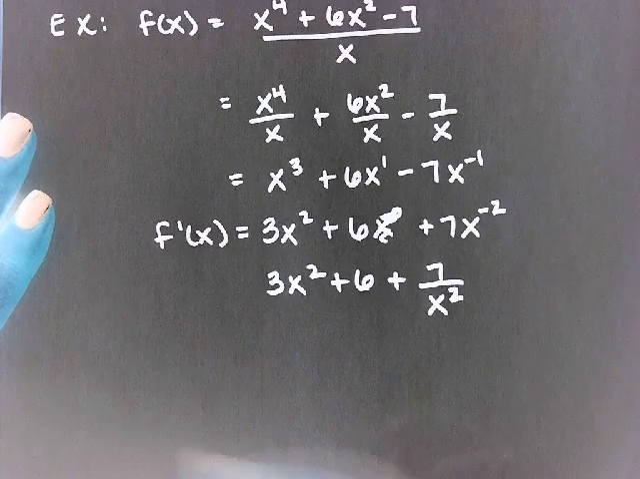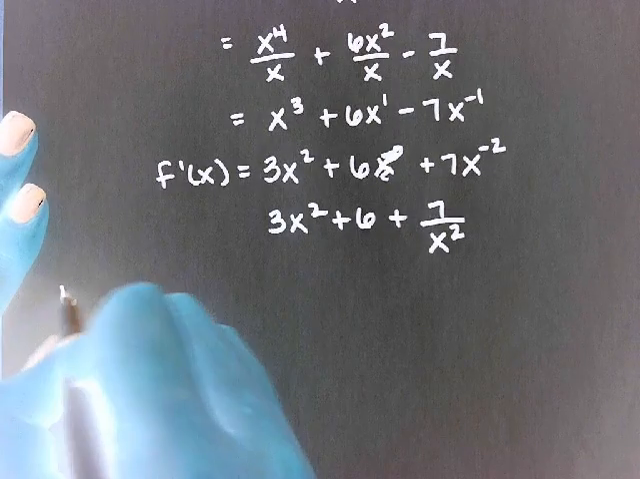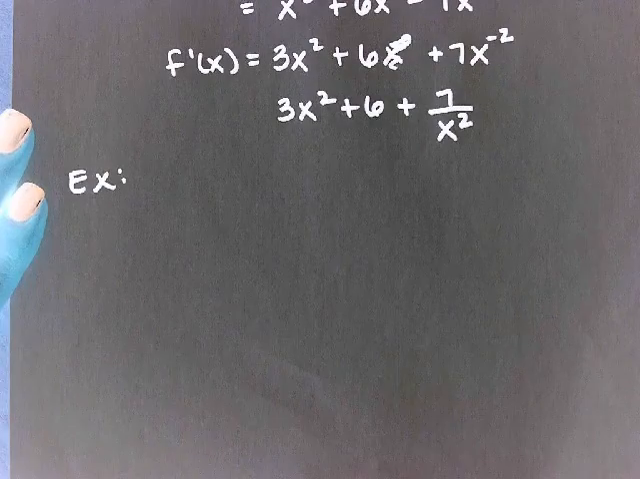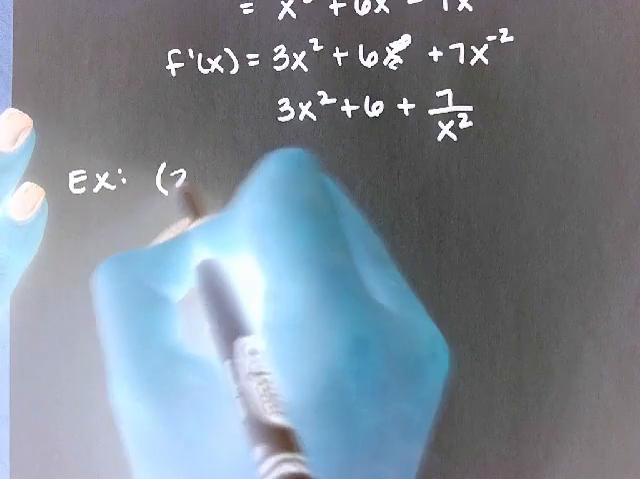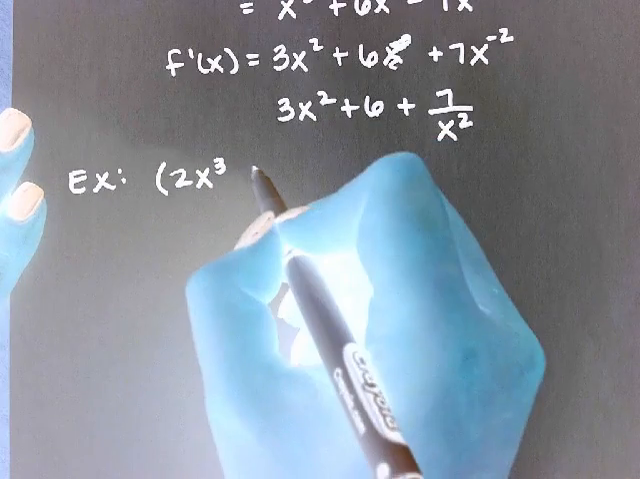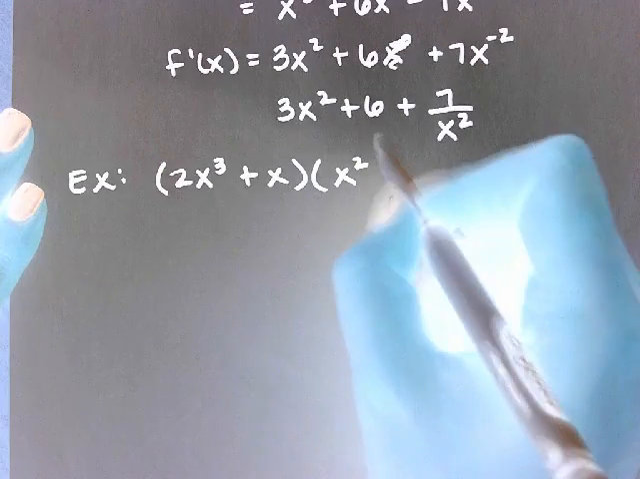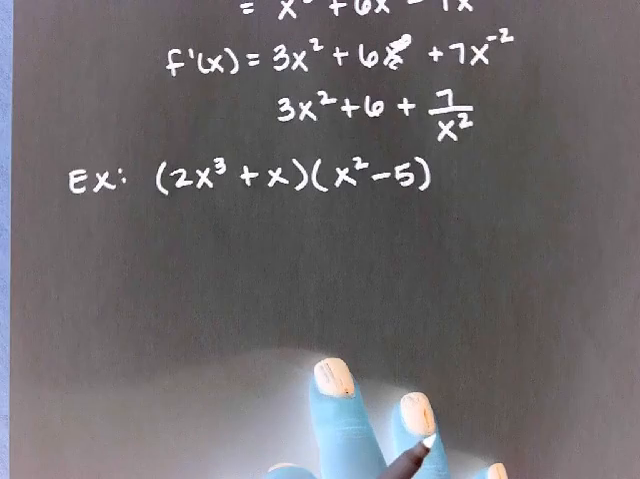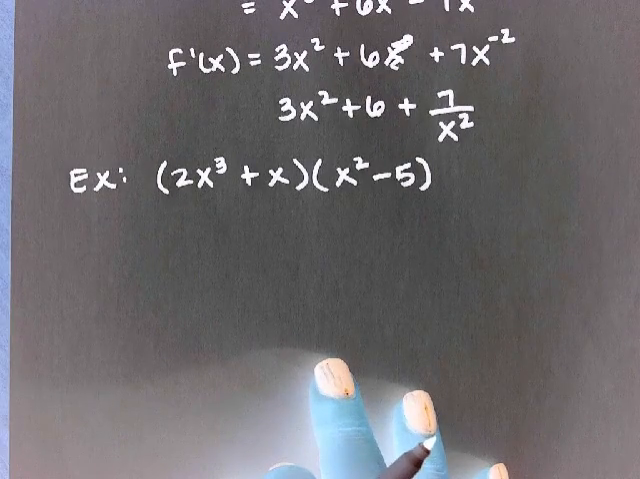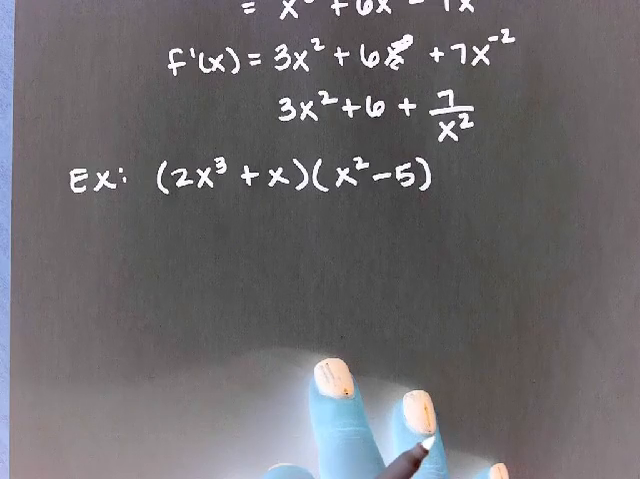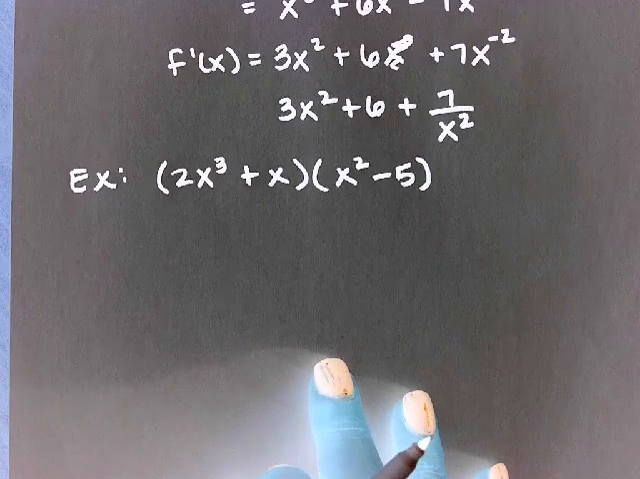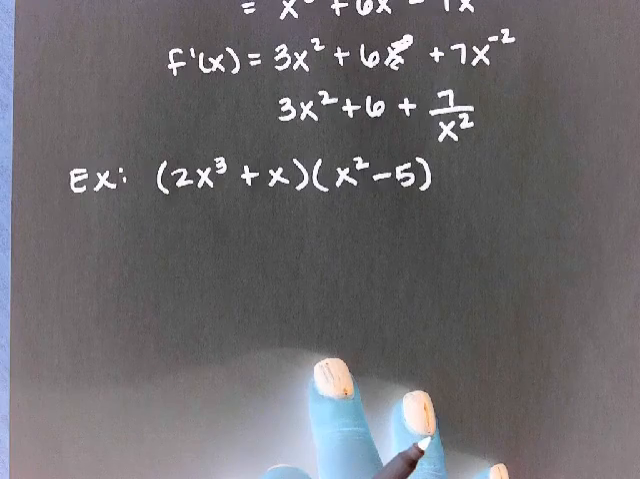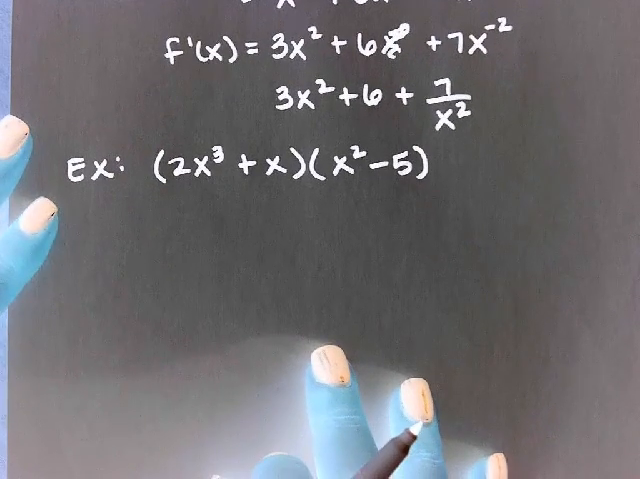All right. So now let's look at some product rule. All right. Let's say we have 2x to the 3rd plus x times x squared minus 5. And if you wanted to avoid the product rule, you could FOIL it out and then do each piece separately. That's valid. But here I'm forcing you to use the product rule. So how do we do the product rule?